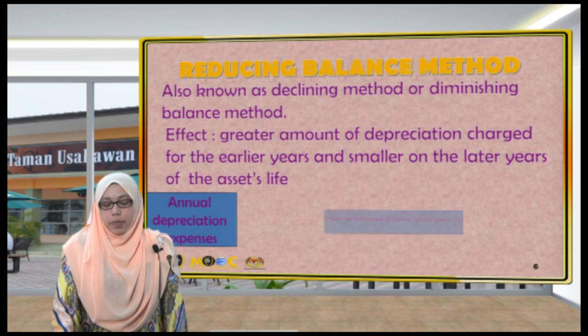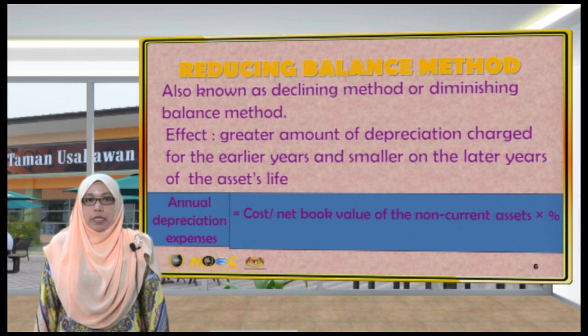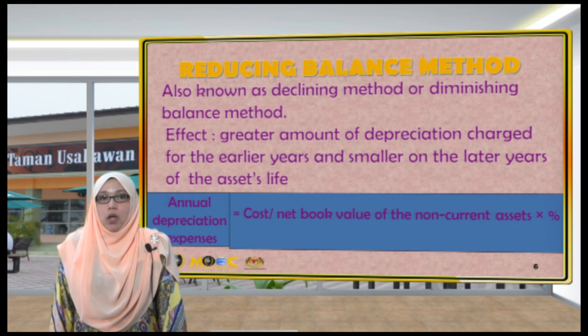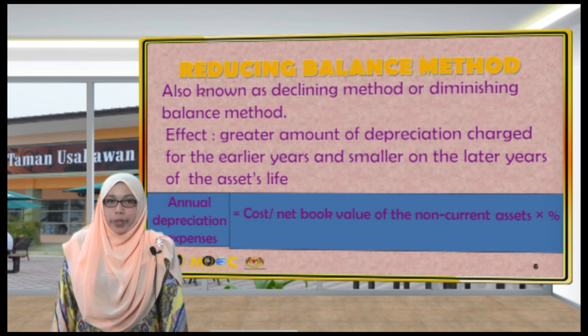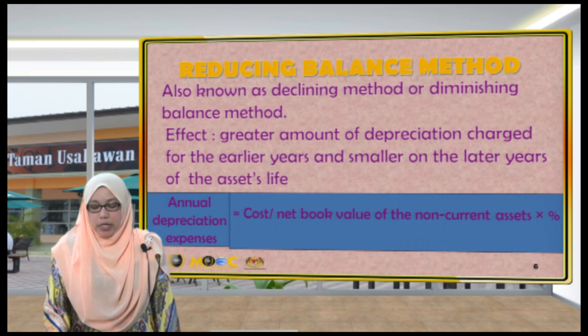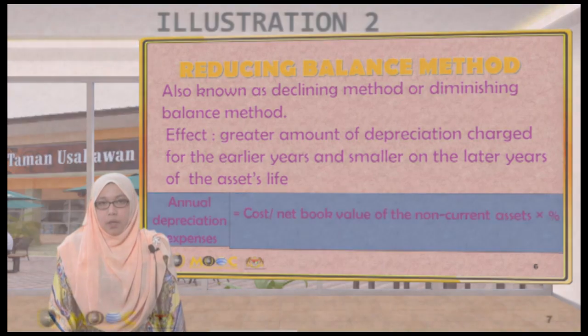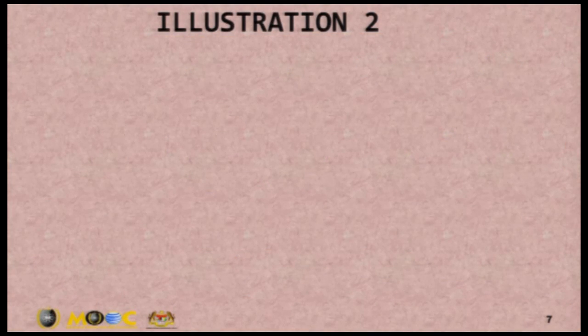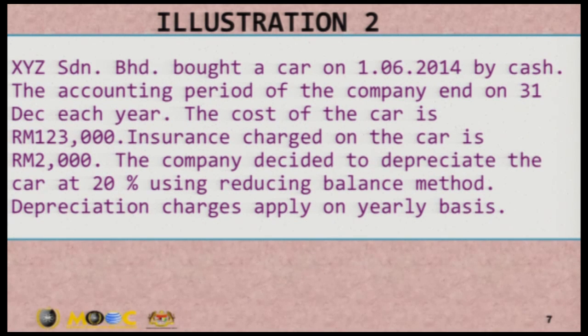So the formula for this method is cost of non-current assets or the net book value of the non-current asset times the percentage provided. Now, I'm going to show you how to calculate the depreciation of non-current asset using reducing balance method from illustration 2. Let us read the question first.